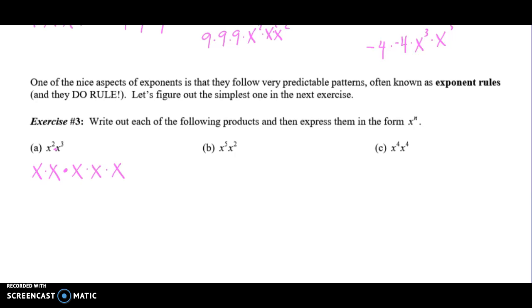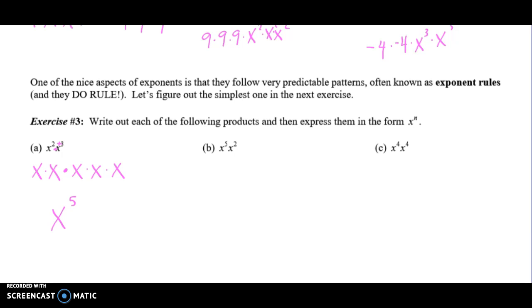So what is that really? 1, 2, 3, 4, 5 times I multiplied an x together. So that is actually x to the 5th. So that's the same thing as x squared times x cubed. So the rule is when you're multiplying two numbers together, you would add the exponents.